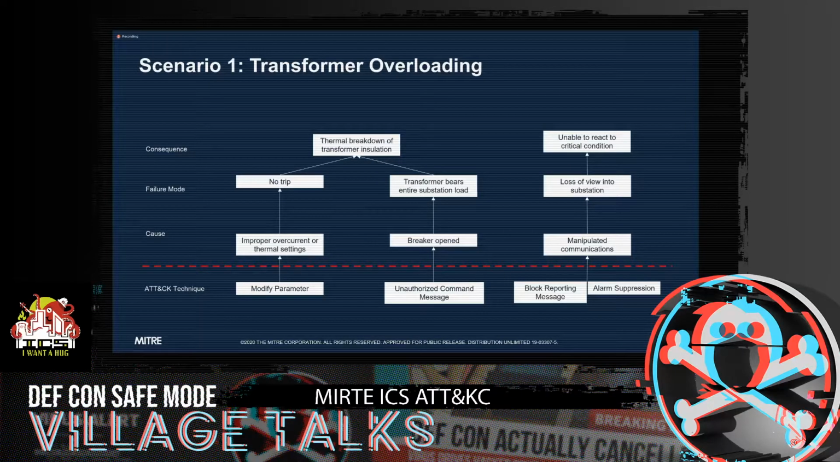Now, something that we have to consider is how do we sustain this attack? What do we need to do to make sure that this attack can continue so we get our ultimate consequence? Well, here what we want to do is make the operator unable to react to the critical condition. One of the ways we can do that is by causing a loss of view into the substation by manipulating communications. So the attack techniques that we can use here are block reporting message and alarm suppression.